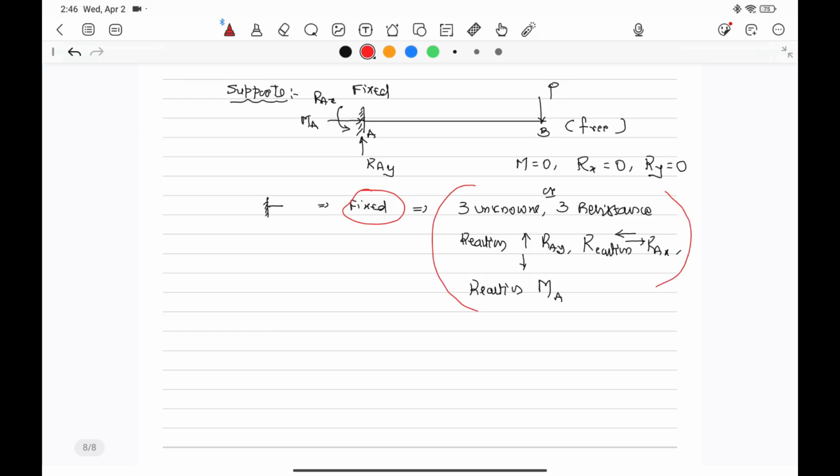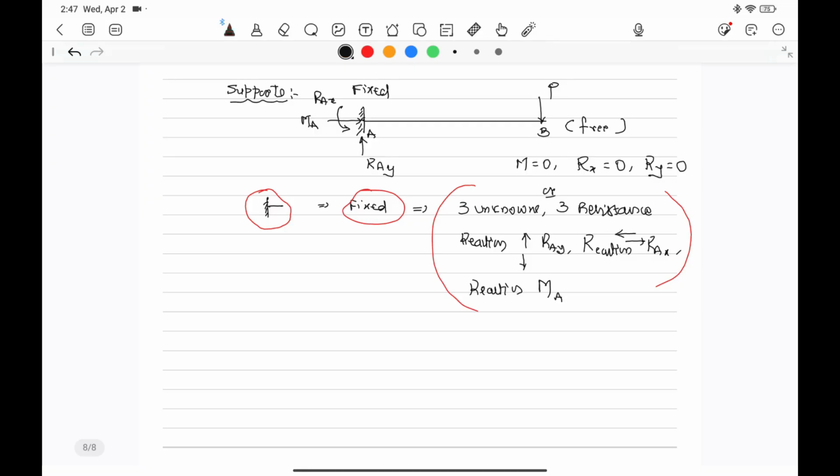They are required. Otherwise, the beam will not be in equilibrium, and that particular end is not called a fixed end. If an end is called a fixed end, it is shown like this, and it is called fixed.